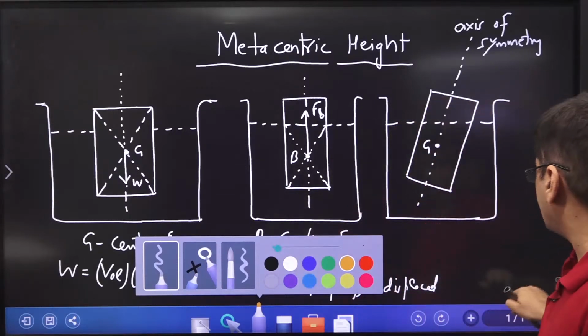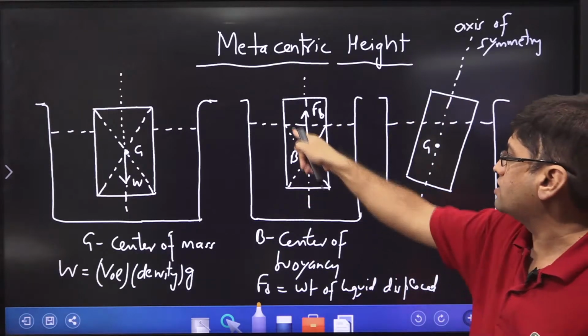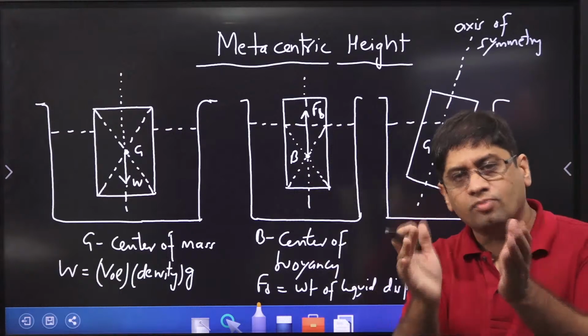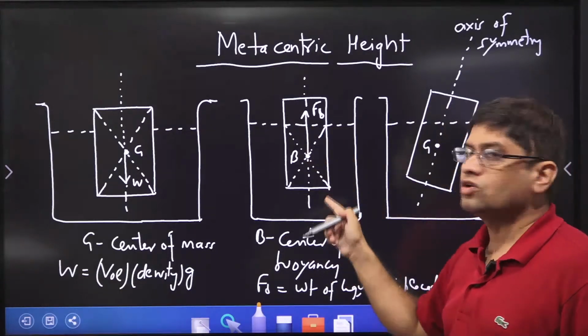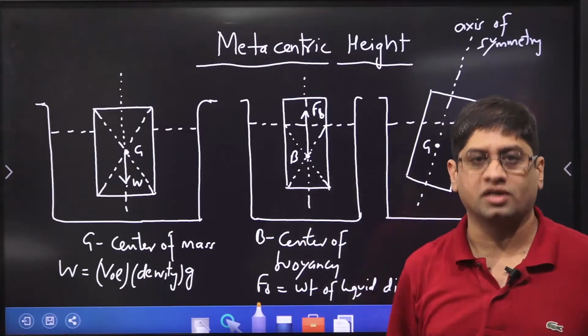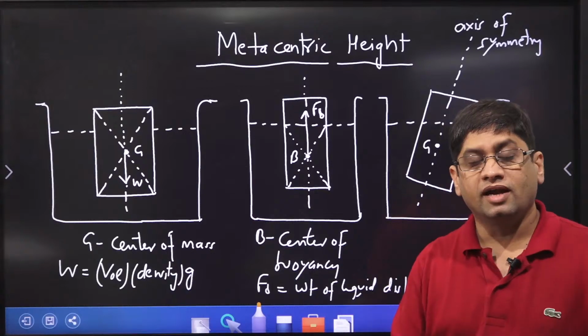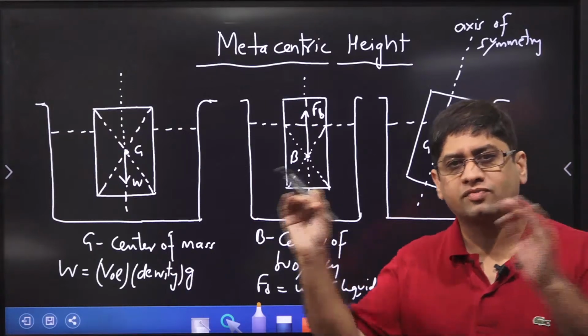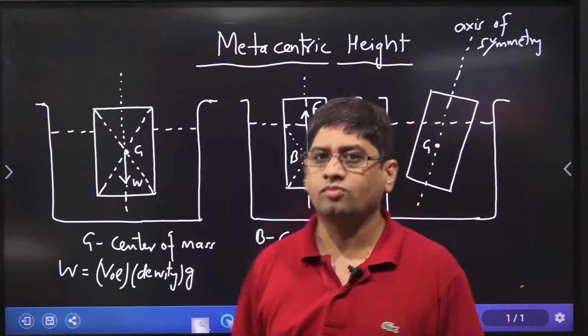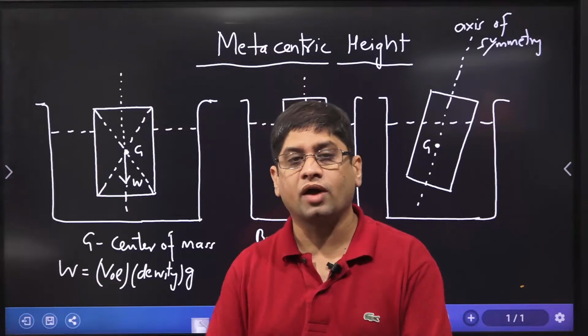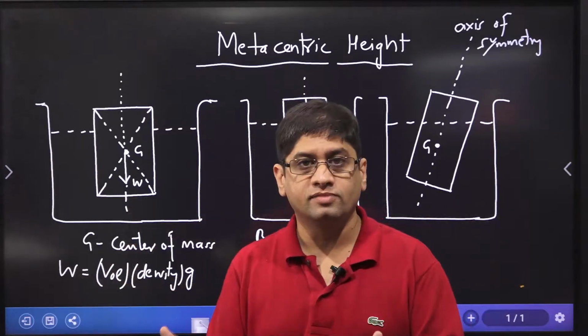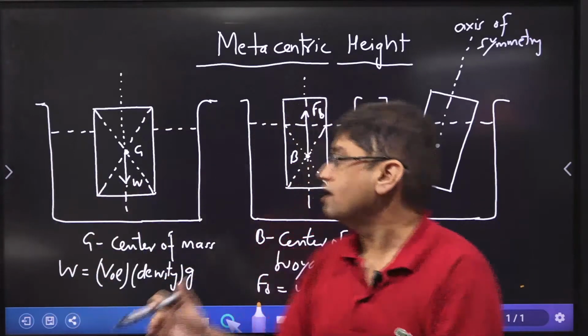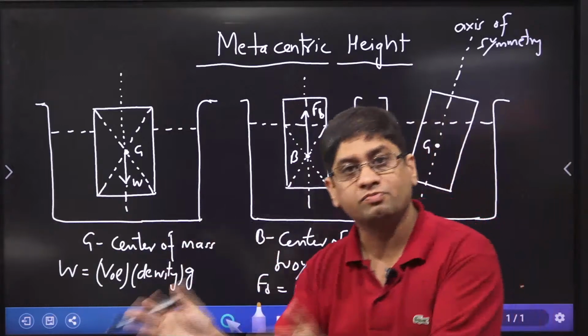Can you find one thing here? Can you see this? How did I find the center of buoyancy? Center of buoyancy is the centroid of the displaced water, the displaced liquid. It is the geometric center of the displaced fluid. What is the center of mass? Normally it is the centroid of the entire body. G is the centroid of the entire body and B is the centroid of the displaced fluid.